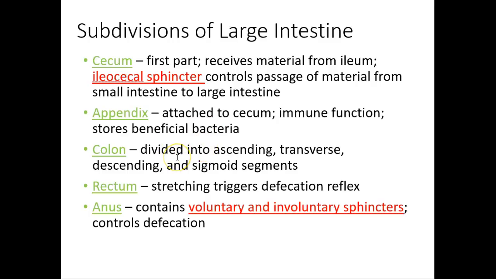The colon is where we're going to have divisions: the ascending colon, transverse colon, and descending colon, eventually going to the sigmoid colon. And then finally we have the rectum, which is going to contain fecal material. And then there, we're going to have two sphincters. We have an involuntary one that opens up, and when it gets full, it lets you know. And then when you find an appropriate place and time, you open up the voluntary one, and that's going to release all of that fecal material.